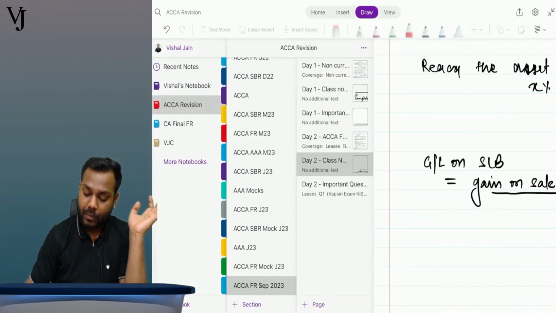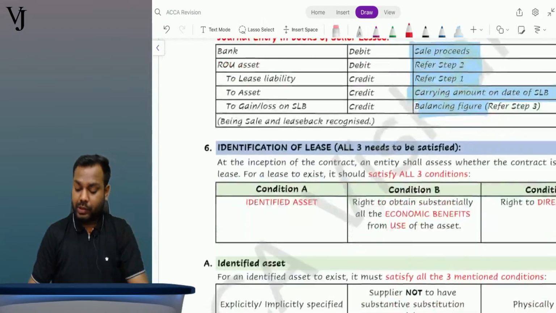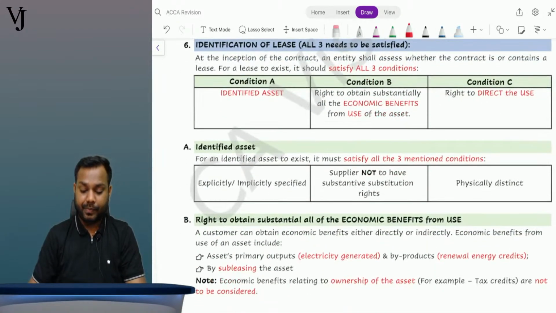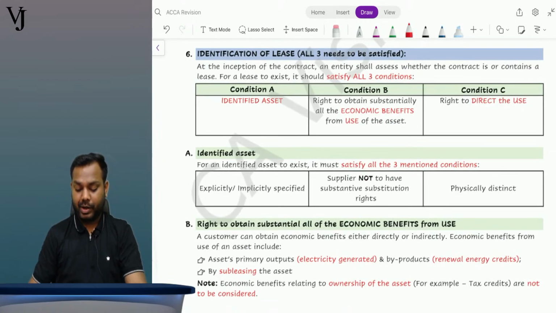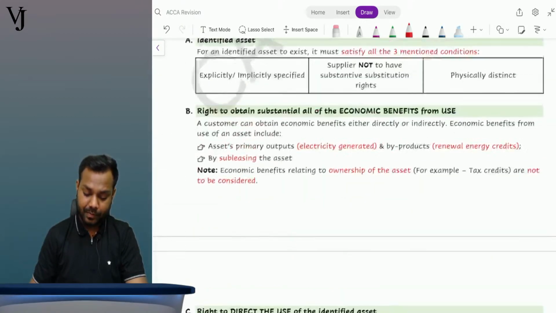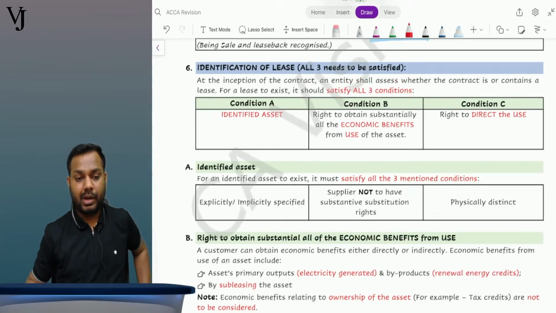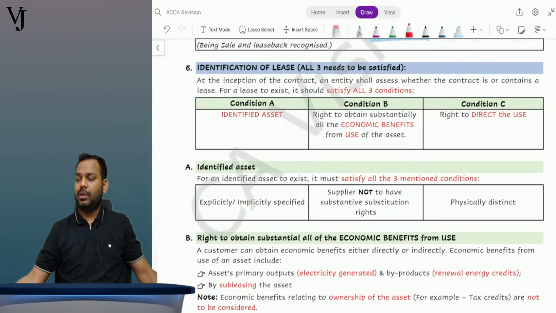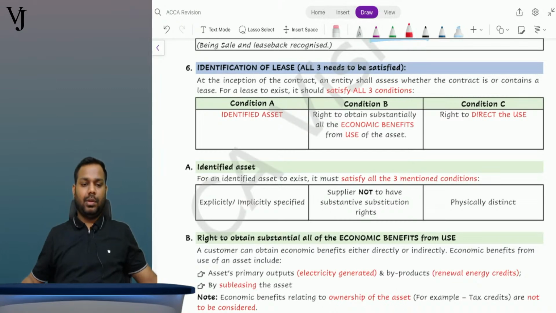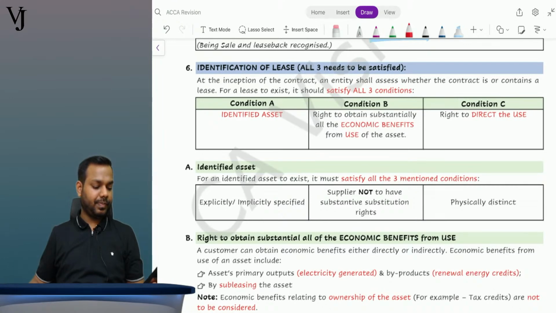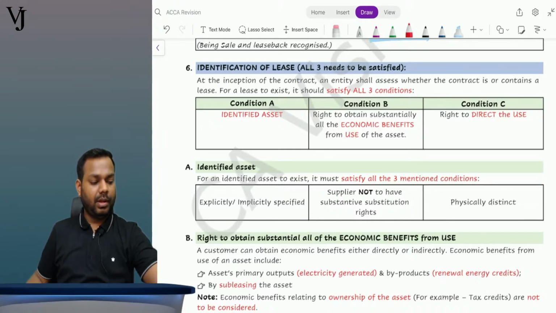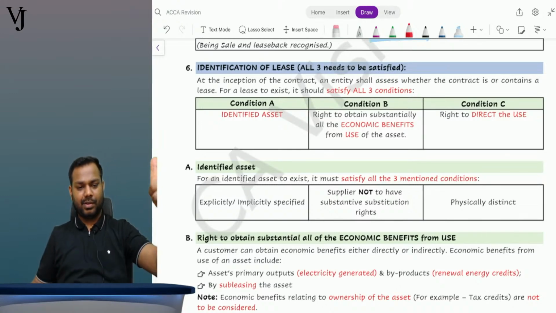So this completes this one. Now, identification of lease. Tell me guys, is it clear to everyone till here? Anyone having any queries so far? You guys are not giving me boosters today. Is it clear, everyone? Thumbs up.